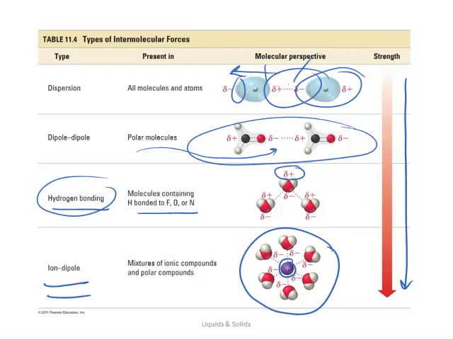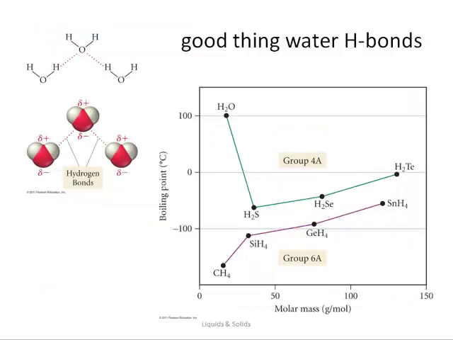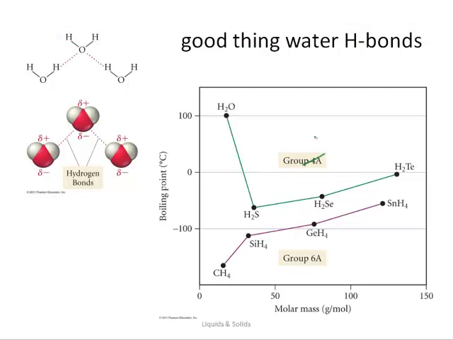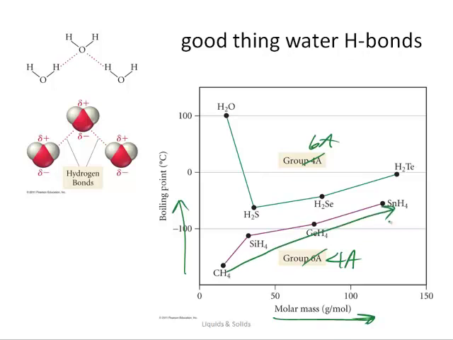Okay. So now let's take a look at some of the impact of hydrogen bonding. If we take a look at group 6A and group 4A molecules, we know that as the molar mass increases, intermolecular forces, dispersion forces, will increase, so boiling point should go up. And for group 4A, that is absolutely true. As the molecular mass comes up, the boiling point also comes up. We can take a look at it the other way. As the molar mass goes down, the boiling point goes down.